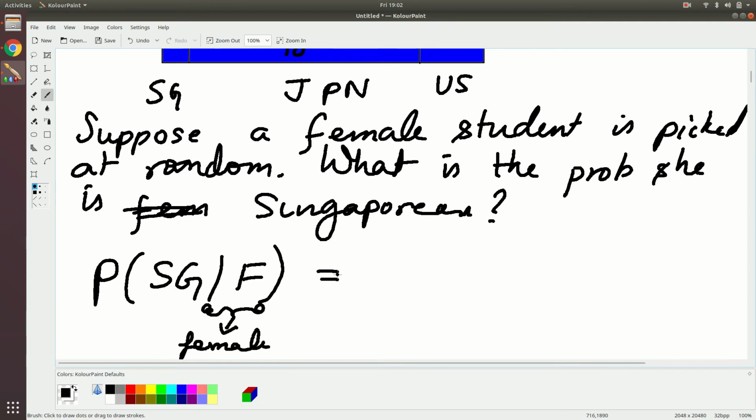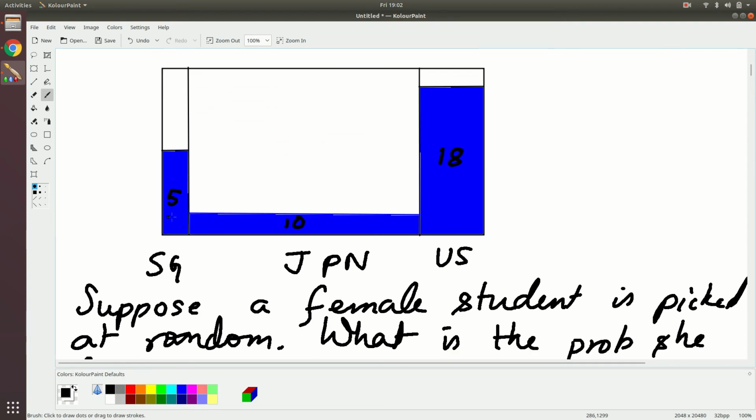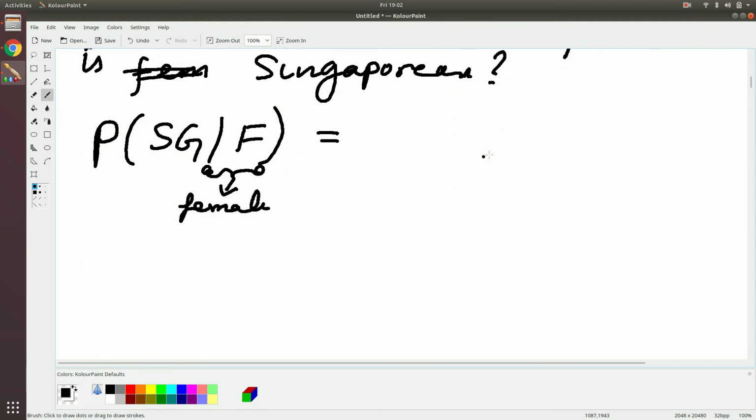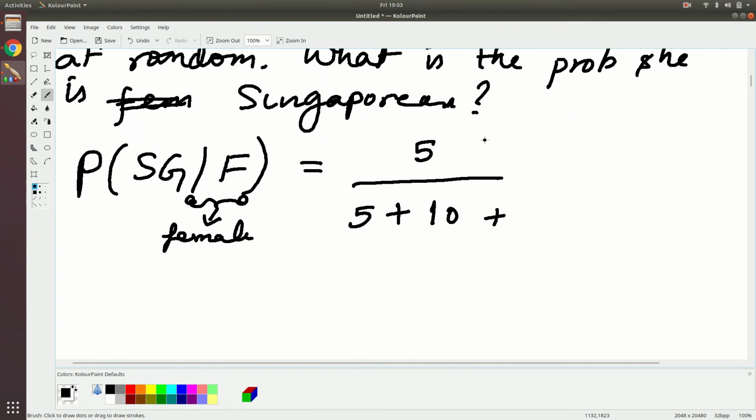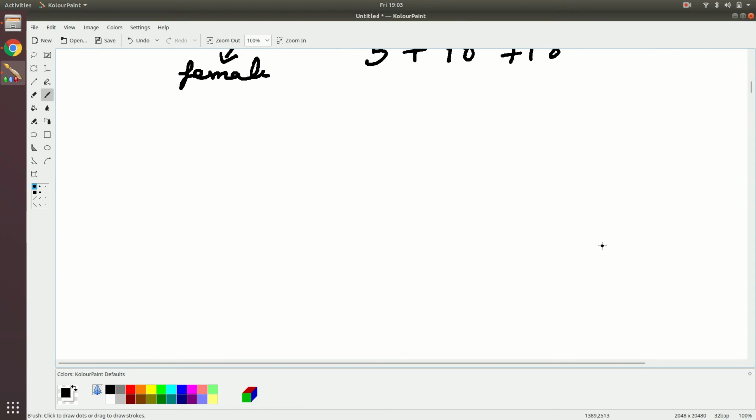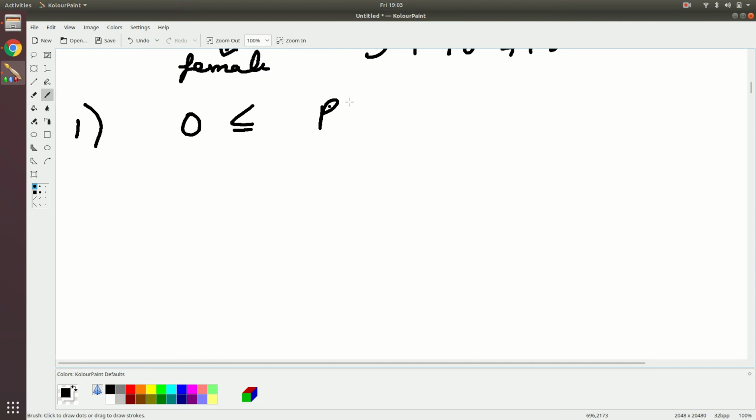So basically what you have to do is look at the proportion of Singaporean students among the entire female students. So there are 5 Singaporeans who are female, then there are 10 Japanese female students, so let's write that, and then finally there are 18 US female students. So this number is 5/33. Now we can immediately see that since this is a ratio, a conditional probability is going to be a number between 0 and 1.